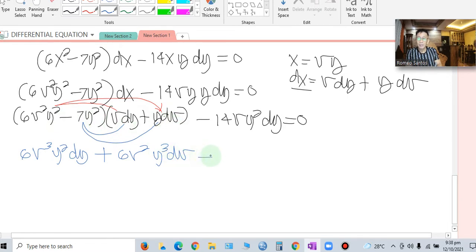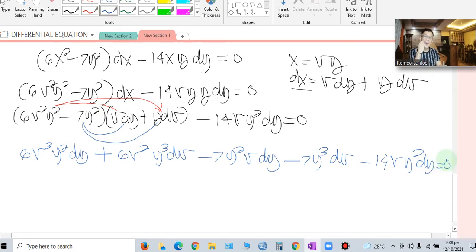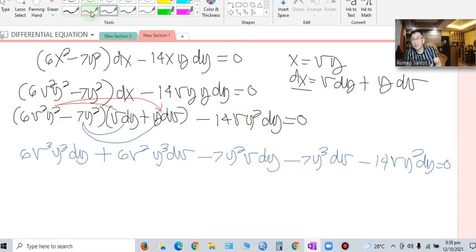Okay? Minus now, itong blue, pupunta dyan. We have 7y squared v dy minus 7y cube, okay, so 7y cube dv minus 14v y squared dy equal to 0. So, ayan na. So, let us collect those with dy. Ano yung mga may dy natin?